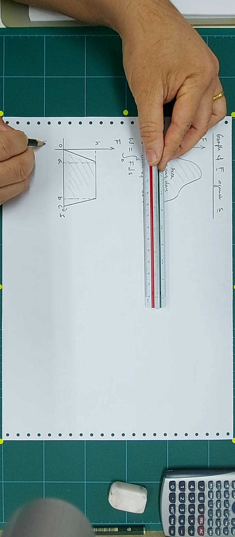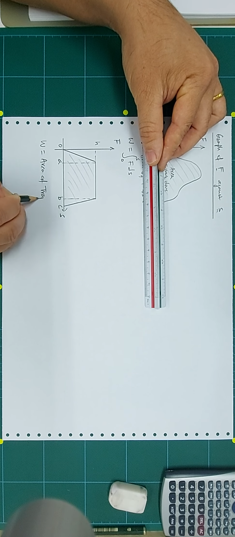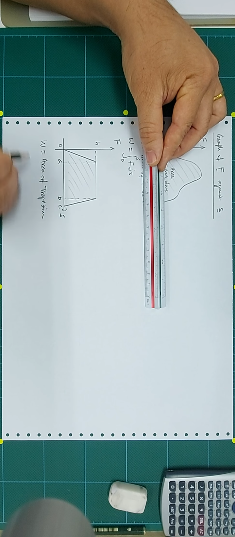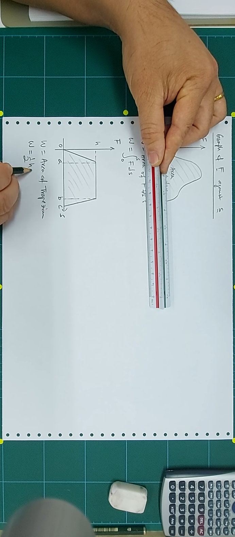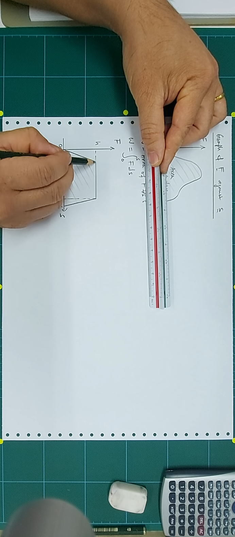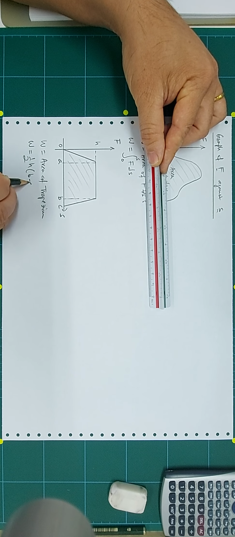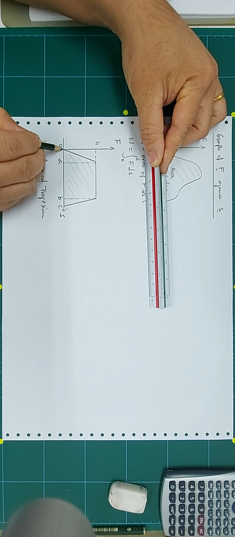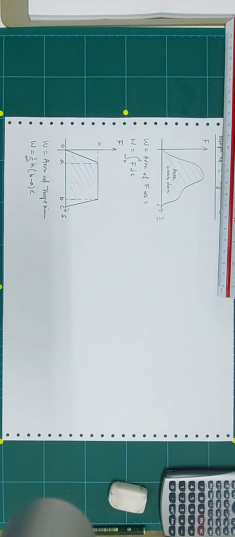Now we know that the work done is equal to the area of the trapezium. So that means our area is half of the height multiplied by the summation of these two sides. The side here is B minus A, and then this side here, the total length, is C, from 0 to C. So that is the way we calculate the work done.